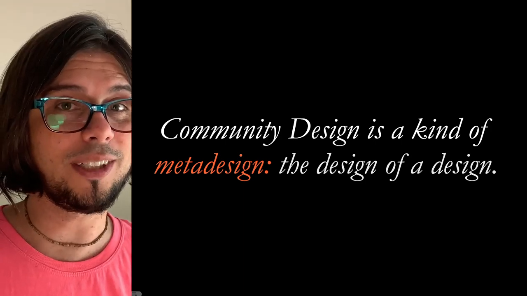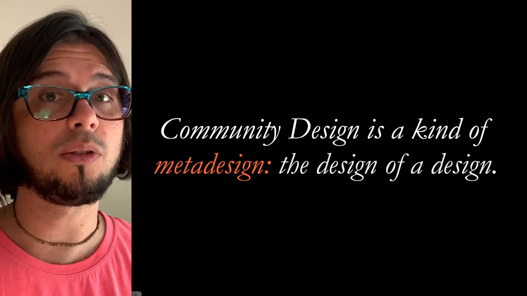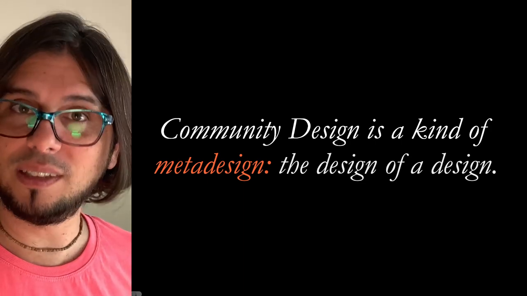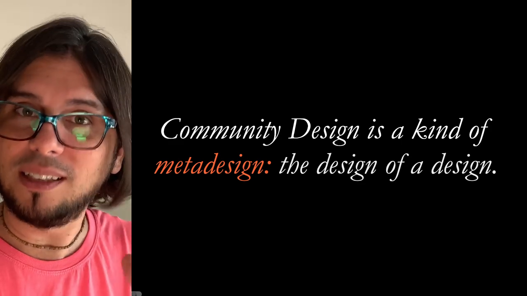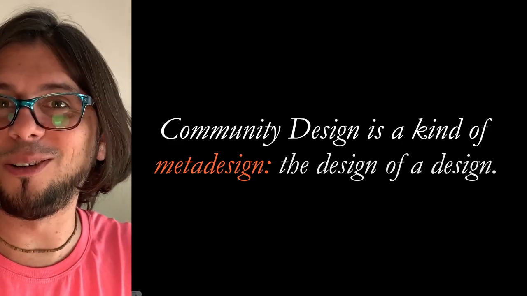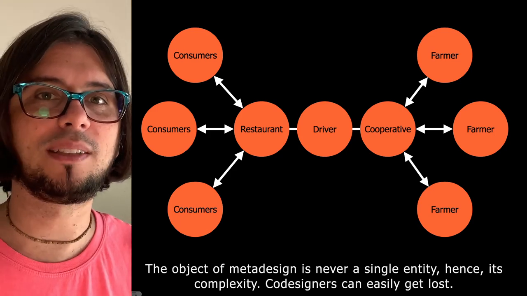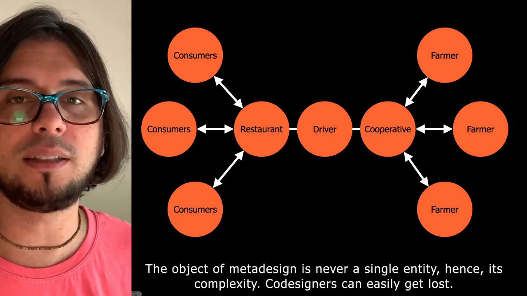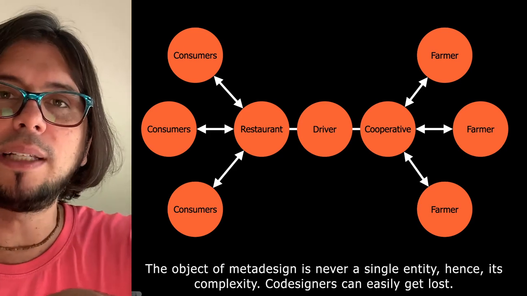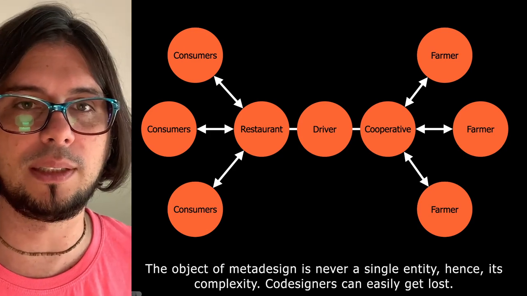And since we are talking about design of design itself, we are in the realm of meta language, but also in the realm of meta design. Meta design is the design of a design. So a community is a design, and when a community designs itself, it is designing the design of itself, right? And that generates complex arrangements of many different entities that are hard to get all on the same page and to make sense of all of the relationships between those different elements in a community.